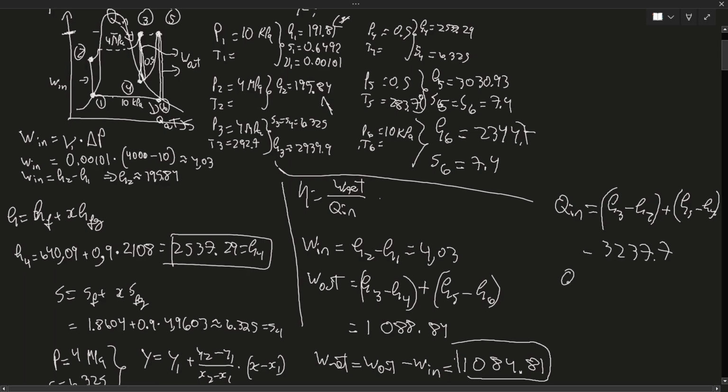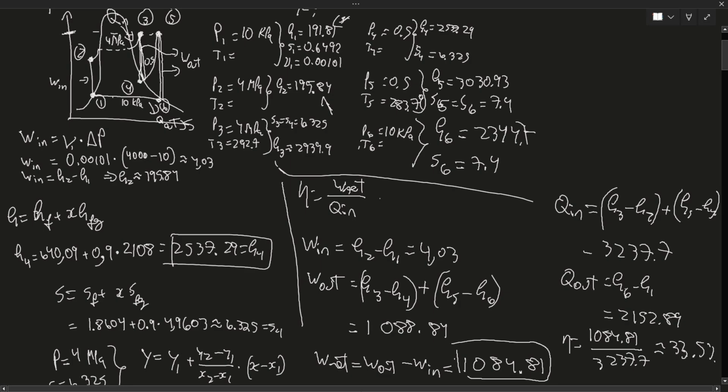Plugging in the values that you wrote in your table, you should get a Q in of about 3237.7. Q out is at the bottom. It's just H6 minus H1, which is about 2152.89. So thermal efficiency is equal to W net, 1084.81, divided by Q in, 3237.7, giving us the result of about 33.5%.